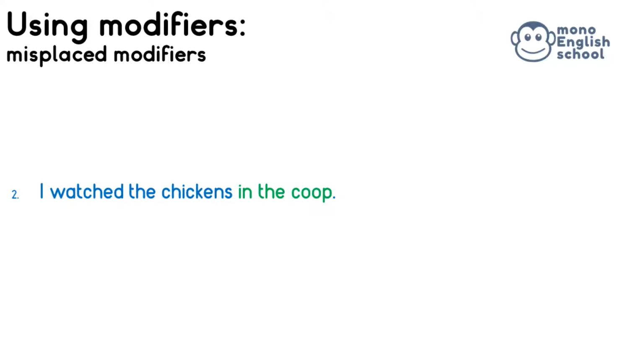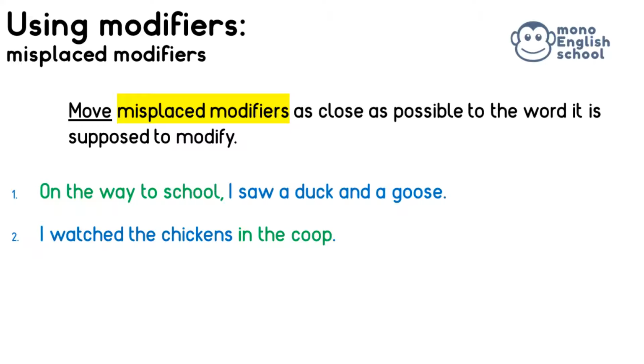Again, to correct this error, we should place the modifier as close to the word it modifies as possible. Here, we should place it at the end of the sentence. So it reads, I watched the chickens in the coop. Now the modifier correctly modifies the chickens. So, to help avoid misplaced modifiers, place modifiers as close as possible to the words they are intended to modify.